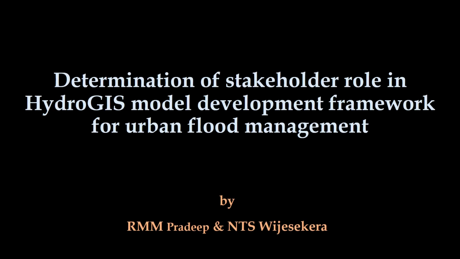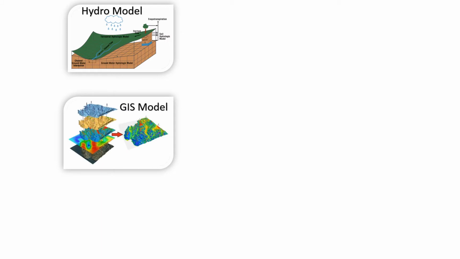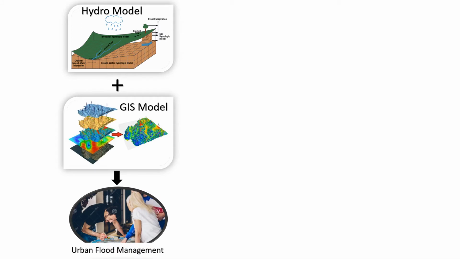This research is to find out how stakeholder concerns are influencing and existing in the present urban flood management decision-making process. Through the initial survey, it found that the hydrology models and geographic information systems models, or GIS models, are frequently used for urban flood management decision-making.